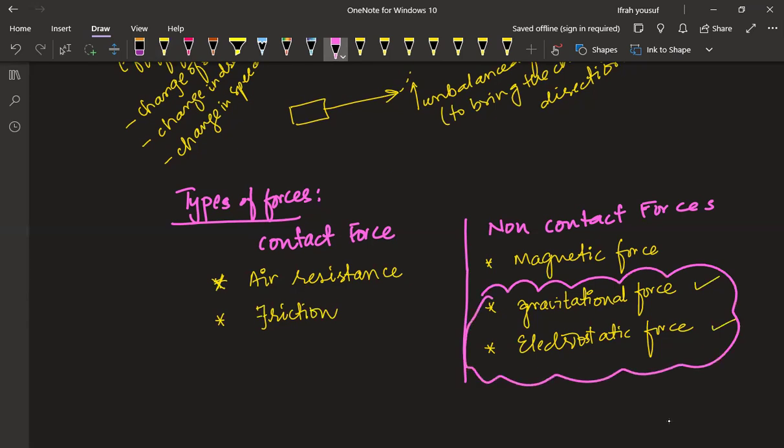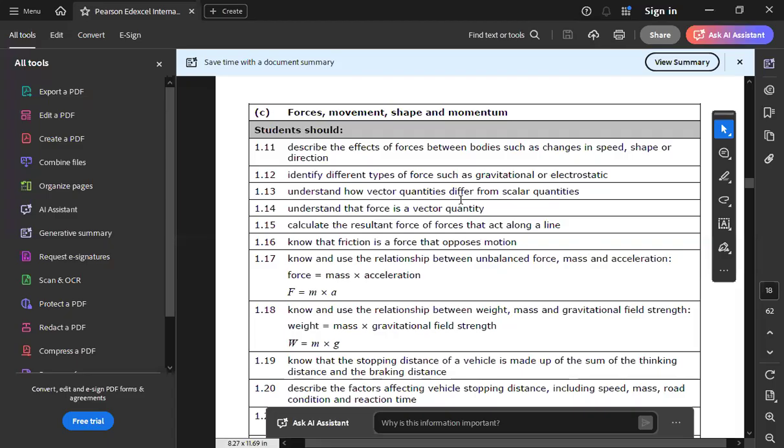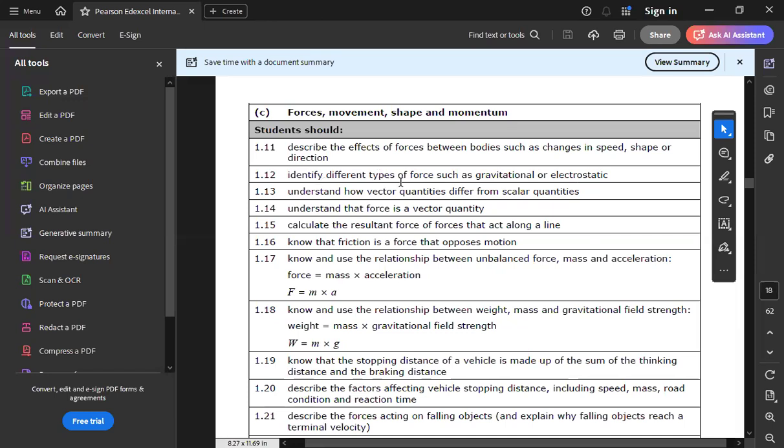Let me share the screen to show how much we have covered from our syllabus. See, we are here. They identified different types of forces such as gravitational or electrostatic force. And if in the past paper they have asked about other types of forces, then definitely we are going to discuss them.